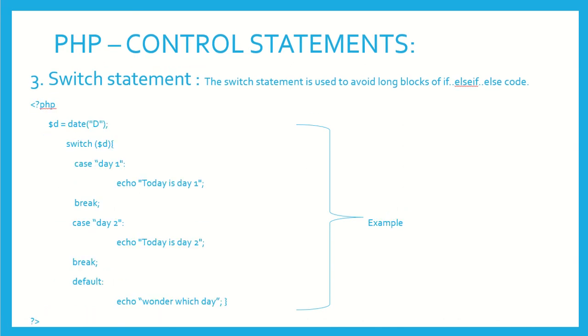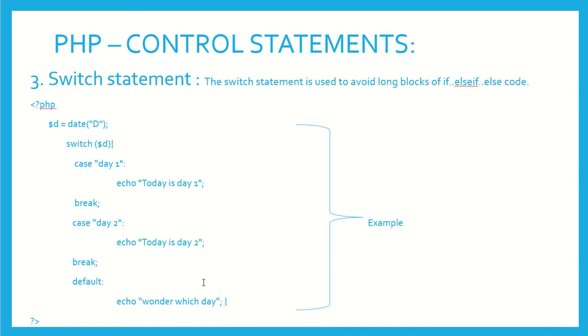Then this is a sample program. Here you can see we have given the parameter to the switch statement as $d, which is the day of this date. Okay, day of this date, and we are saying day 1. If it is day 1, in that case it will be displayed as day 1. Else if it is day 2, it will be displayed as day 2, and so on.